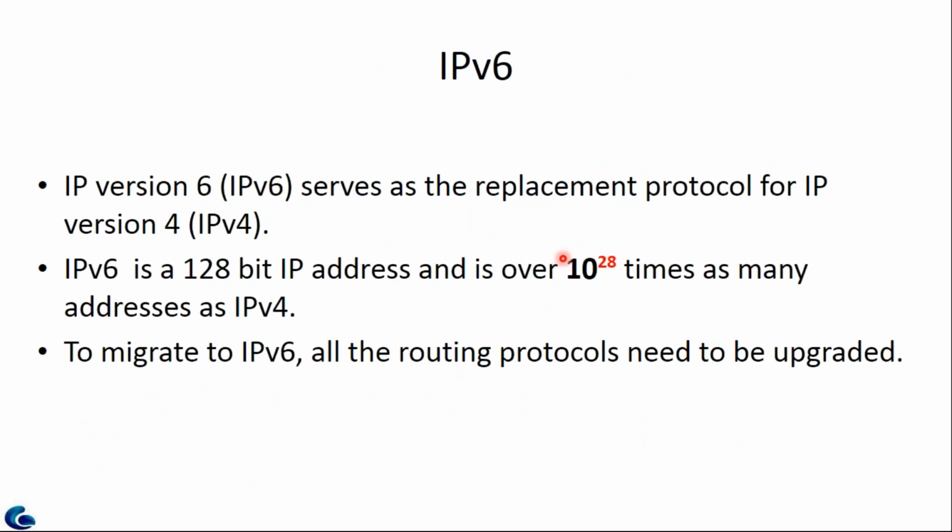So the last portion is IPv6. I know it's a slightly longer video, so thanks for watching so far. Just a few more minutes, I'll complete IPv6 and we'll conclude this video. IPv6 is a much bigger format, right? For example, it is a 128-bit address. IPv4 was a 32-bit address. This is a 128-bit address. Look at the comparison. An IPv6 is a 128-bit IP address, which is over 10 power 28 times as many addresses as IPv4. And to migrate to IPv6, all the routing protocols need to be upgraded.